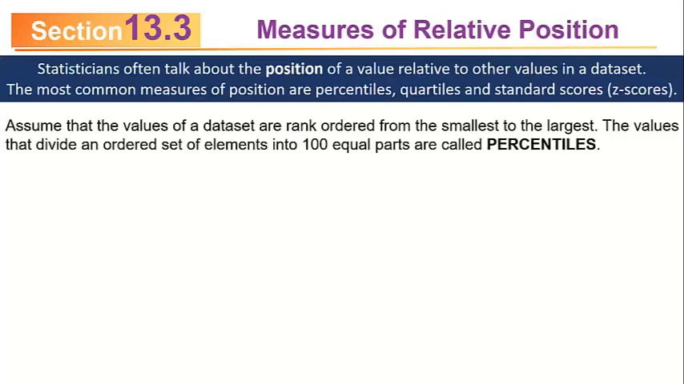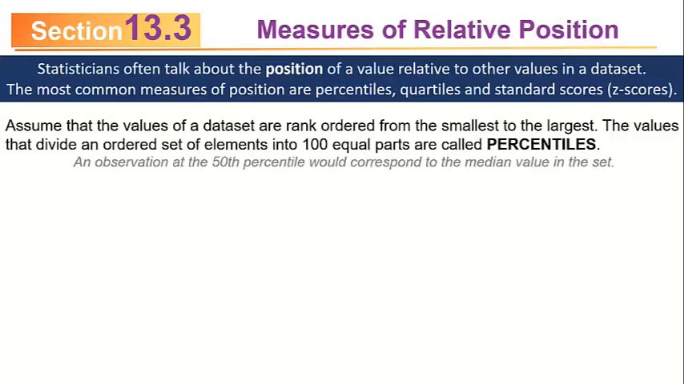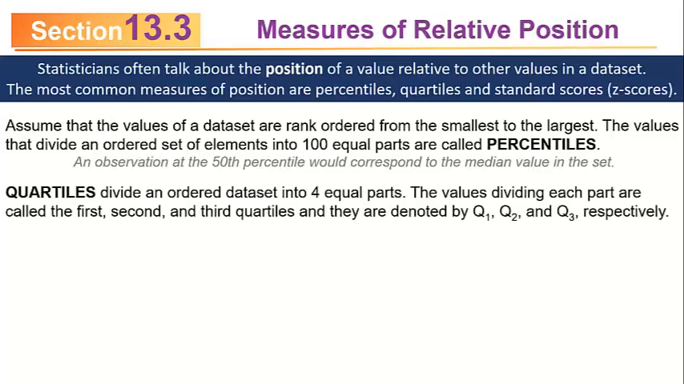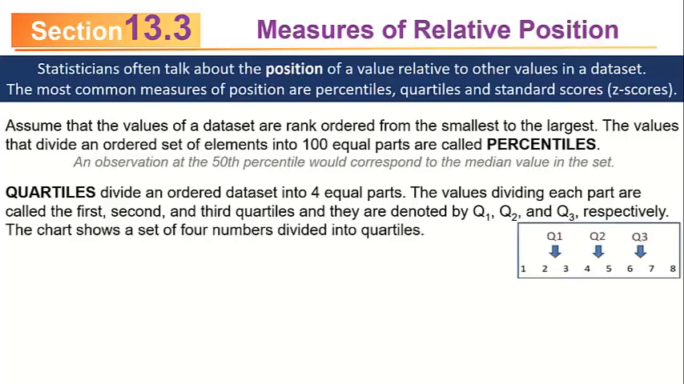The values that divide an ordered set of elements into 100 equal parts are called percentiles. An observation at the 50th percentile would correspond to the median value in the set. Quartiles divide an ordered data set into 4 equal parts. The values dividing each part are called the first, second, and third quartiles, and they are denoted by q sub 1, q sub 2, and q sub 3 respectively.